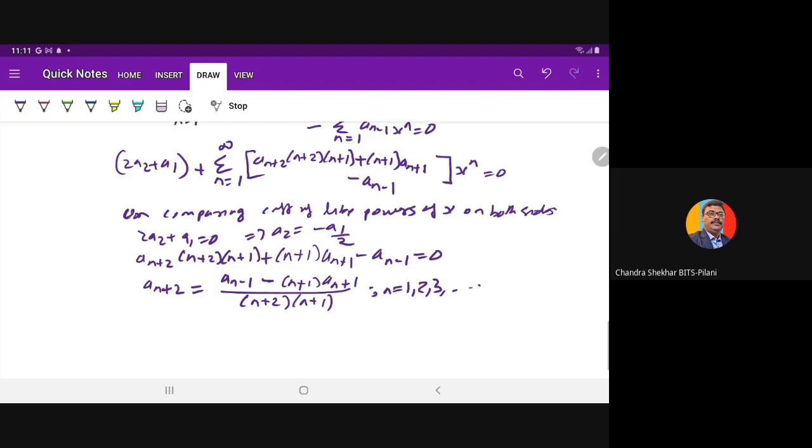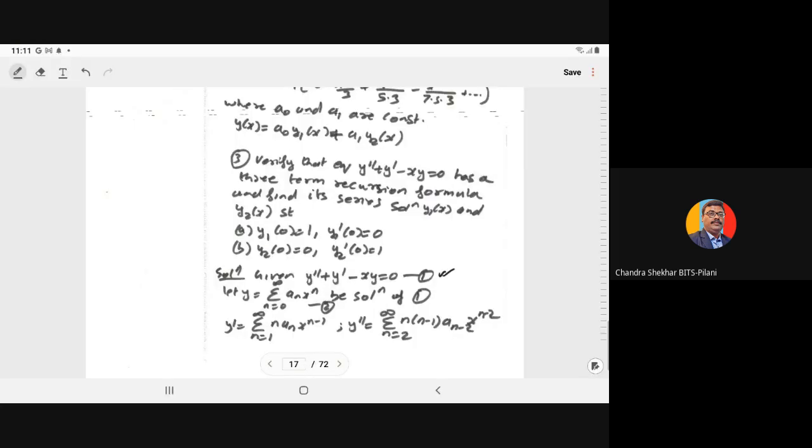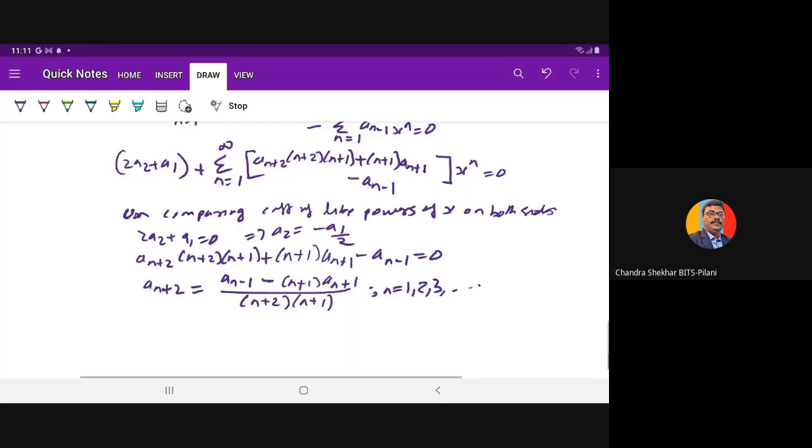So whatever problems you have done earlier, in those we had a recurrence relation with two terms, but in this question it is given to you, verify that the equation y double dash plus y dash minus xy is equal to 0 has a three term recursion formula. So here you have seen we have the three term recursion formula in terms of a_{n plus 2}, a_{n minus 1} and a_{n plus 1}. Clear? a0 will remain as an arbitrary constant, meaning your answer will come in terms of a0 and a1, right?